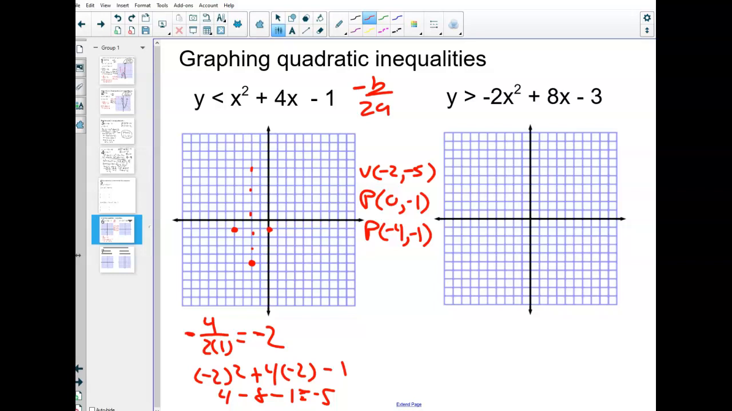Can we agree that means 0, 0 has to be inside the parabola? If you're someone who always wants to use 0, 0, you always just have to treat your parabola as always going wide. Now, it's a less than, so this is going to be a dotted line. I don't care which point you choose as long as it's not on the parabola. Most people like to choose a point inside the parabola. So I'll use negative 2, 0.